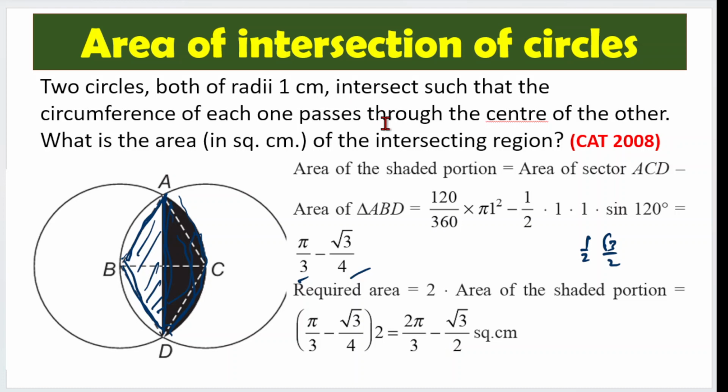Right, guys, it's such a nice problem. The only thing we should note is the sector area and the triangle area. We just need to calculate these two areas and recognize that this is an equilateral triangle and the angle is 120 degrees here. Thank you, guys.